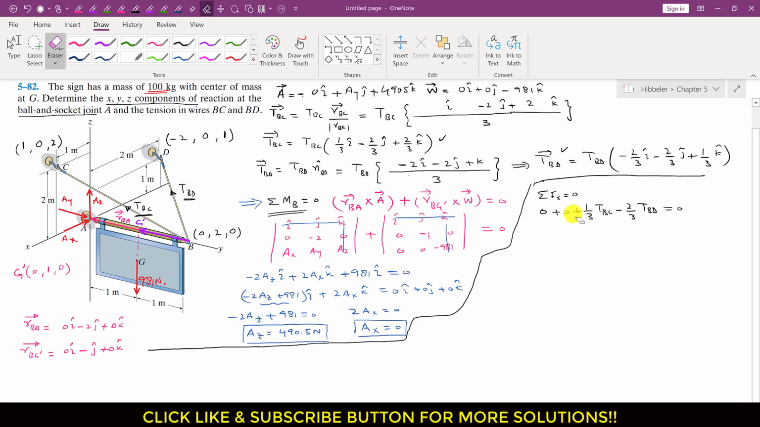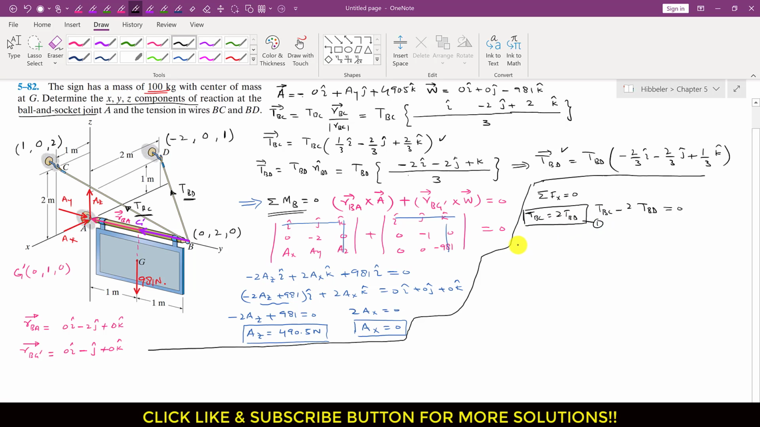From this equation, we can multiply the whole equation by 3, so we get this equation. So from this we can write that TBC equals 2 TBD, right? Let me write it here, that TBC equals 2 TBD. So we have this very important equation, right? Let's say this is equation 1.